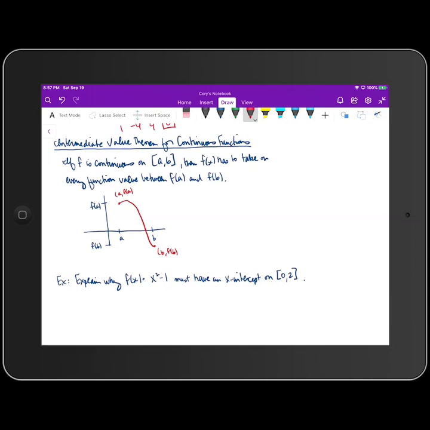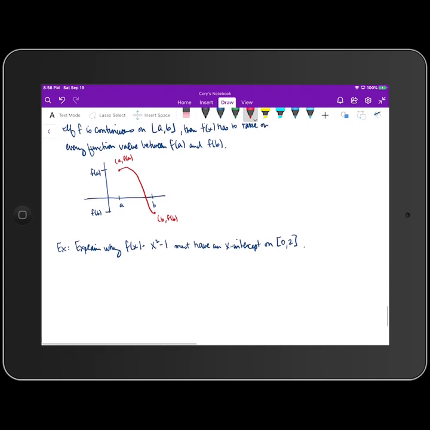Okay, so let's do a quick example illustrating the intermediate value theorem for continuous functions. The directions here say to explain why the function f of x, which is equal to x squared minus 1, must have an x-intercept on the closed interval from 0 to 2. Okay, so again, explain why that function must have an x-intercept on the closed interval from 0 to 2.